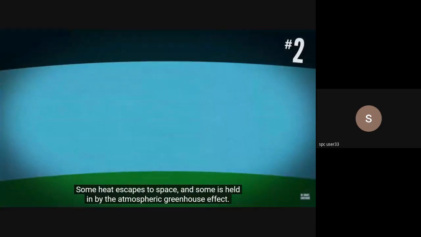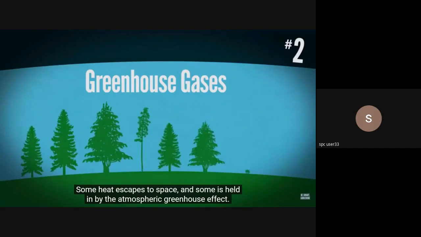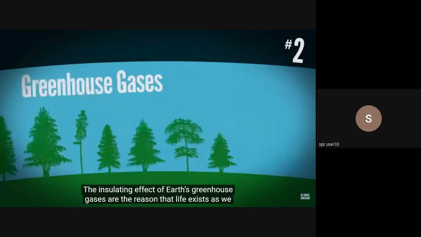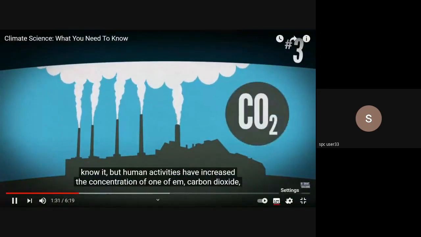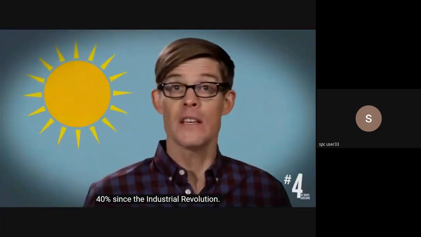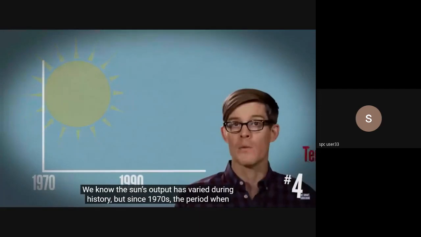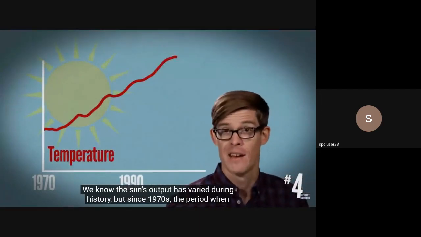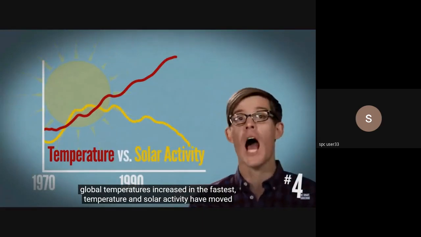The insulating effect of Earth's greenhouse gases is the reason that life exists as we know it, but human activities have increased the concentration of one of them, carbon dioxide, 40% since the Industrial Revolution. We know the sun's output has varied during history, but since the 1970s, the period when global temperatures increased the fastest, temperature and solar activity have moved in opposite directions.